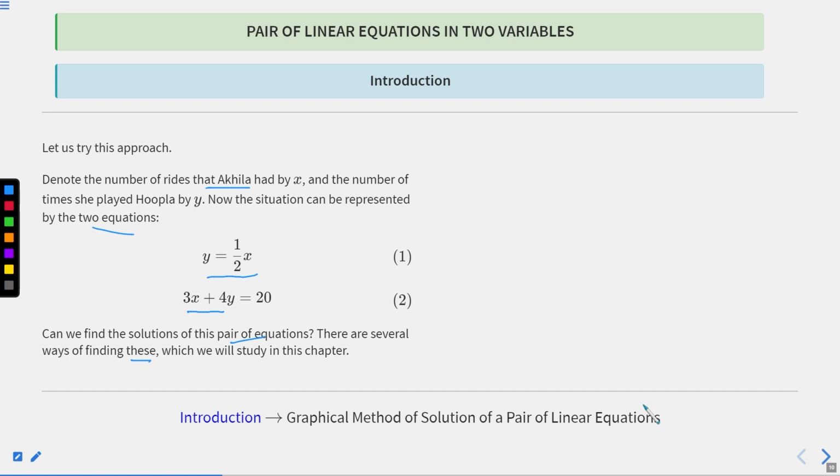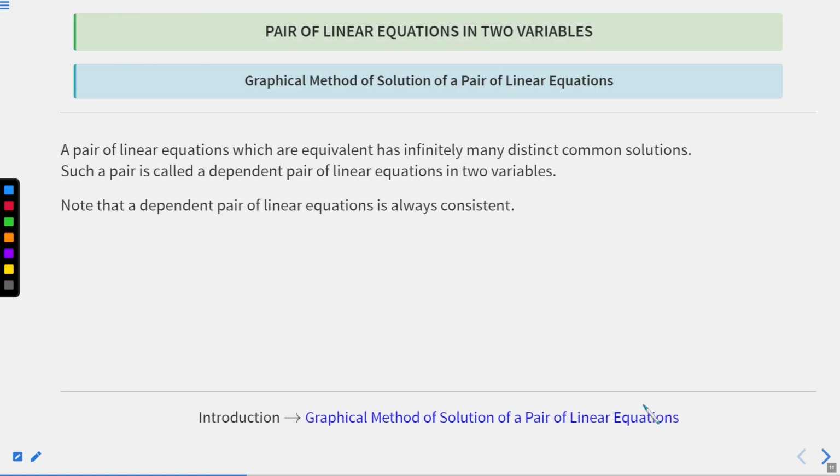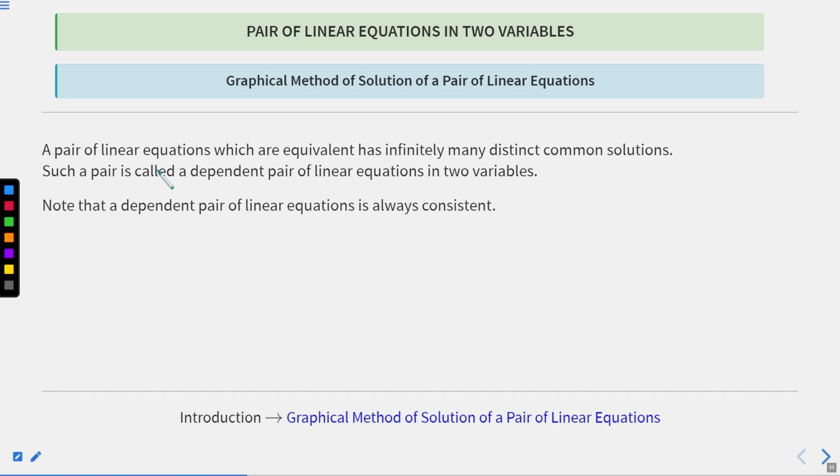Okay, so we will see in our upcoming section some methods for finding the solutions of this pair of linear equations. So a pair of linear equations which are equivalent has infinitely many distinct common solutions.